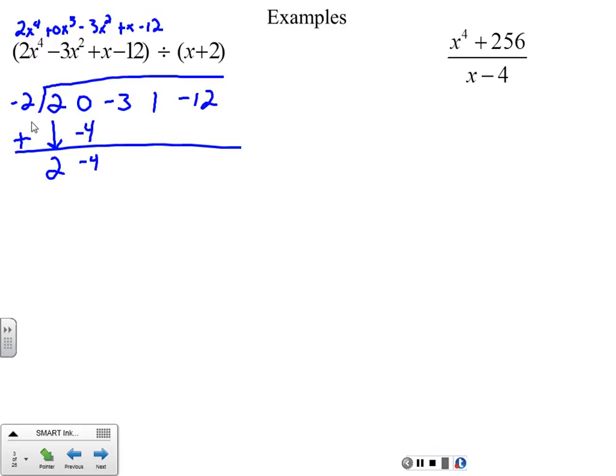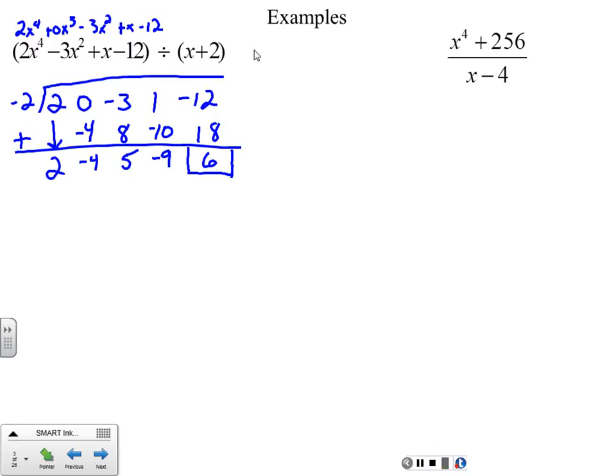And we're going to continue this process until we get over here to this negative 12. So negative 2 times negative 4 is going to be 8. Put that under the negative 3 and add. Negative 3 and 8 is going to be 5. We're going to multiply negative 2 times 5 and get a negative 10. Negative 10 and 1 is going to be negative 9. Negative 2 times negative 9 is going to be 18. And then 18 and negative 12 is going to be 6. And I put a box around that one, and the reason being is because that's your remainder, okay? This is your remainder.